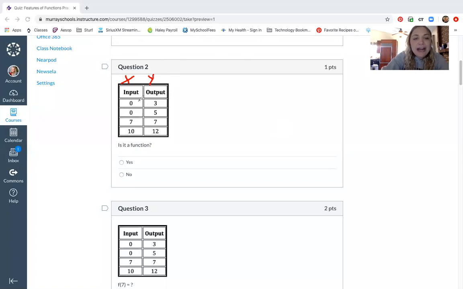So here I'm checking every input. We've got 0, 7, and 10. We're going to check to see if all of these inputs give exactly one output. So when you have an input of 0, the output is 3. That's great. Here's where the problem happens. There's another input of 0, but we already said 0 had an output of 3, and this 0 has an output of 5. That means 0 has 2 different outputs. So it's asking if this is a function. The answer is no, because 0 has 2 outputs.